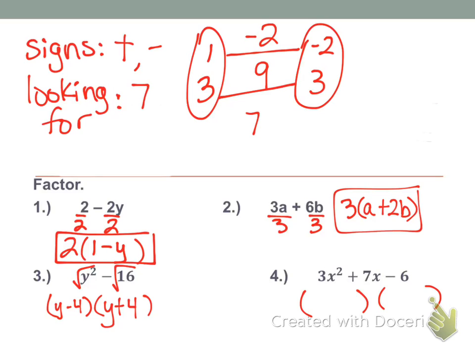Who can help me fill in my answer? Sure. X plus 3. Good. And my other parentheses? Natalie? 3x minus 2. Remember, you can always double check yourself by making the little smiley face, seeing if the right things are lined up, which they are, so that is our answer.